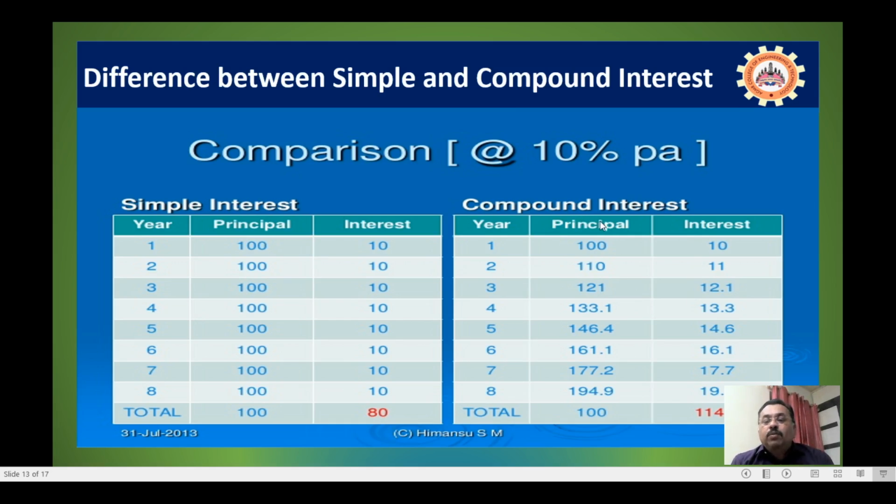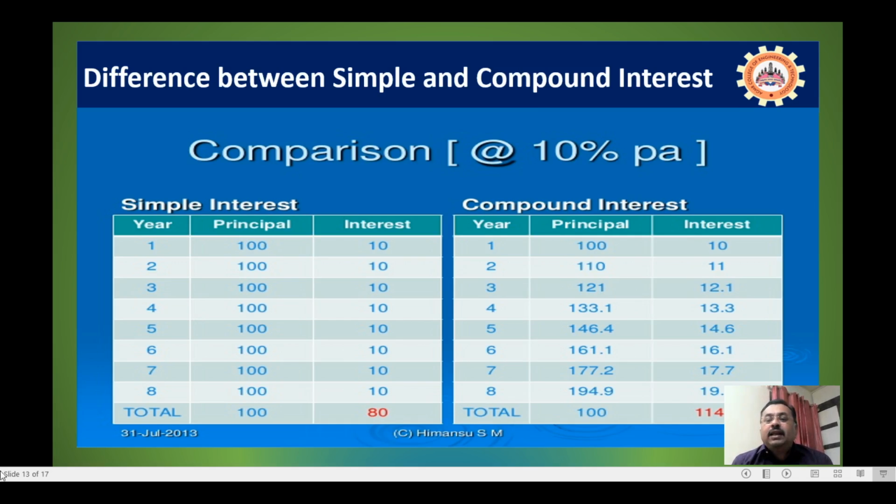But if you take compound interest, for an amount of 100 rupees that you have invested today, for 8 years down the line, what will be the amount that you will be earning? It will be much more than simple interest, that is 114.15. Sorry, 114.5 you will be earning. How will you be earning?